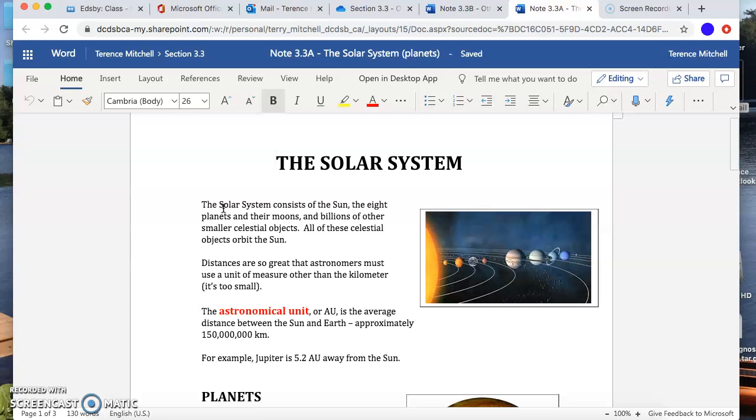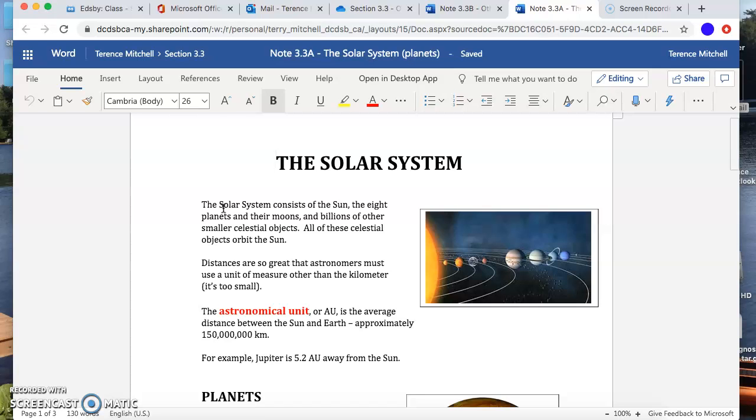So in our solar system, we have 8 planets, the moons that orbit those planets, and billions of other little things, little asteroids, little comets, little meteors, all these things. And they all orbit the sun. It's the sun's gravitational pull that keeps them from flying out further into space. Once you get beyond the sun's gravitational pull, you're now outside of the solar or star system.